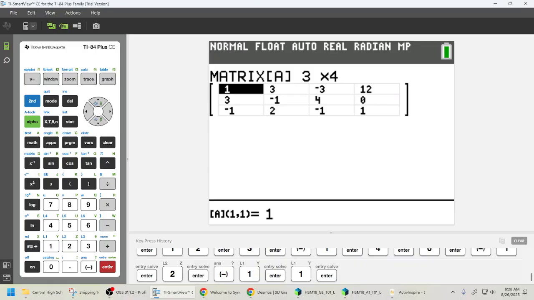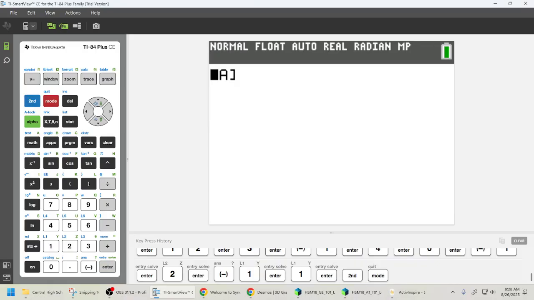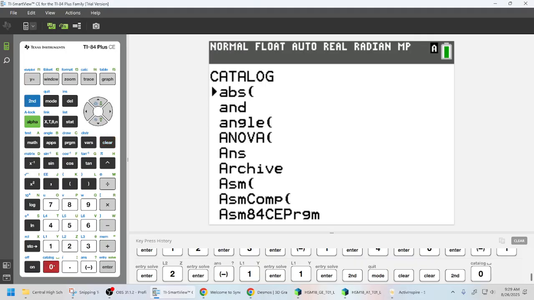And you just leave it, go back to the home screen. So second mode is quit back to the home screen. Everybody good? So second matrix edit to enter all that stuff in. And then we come back here to tell it to solve. So we need to do RREF, that's our command. If you go to the catalog, it puts up an alphabetical list of all the commands for this.